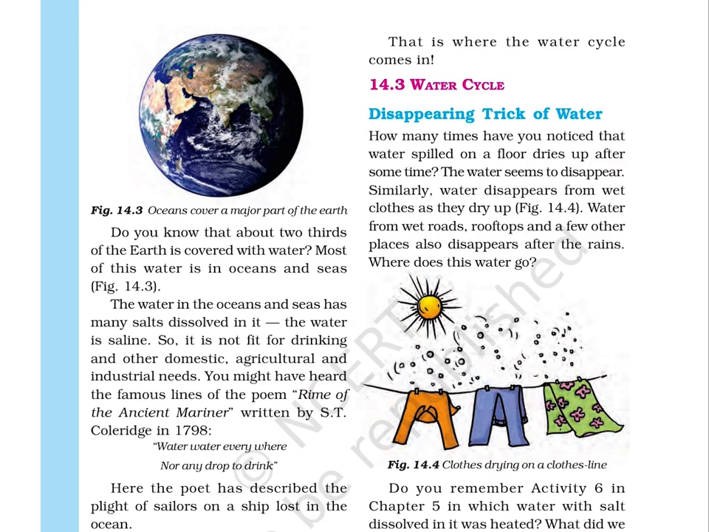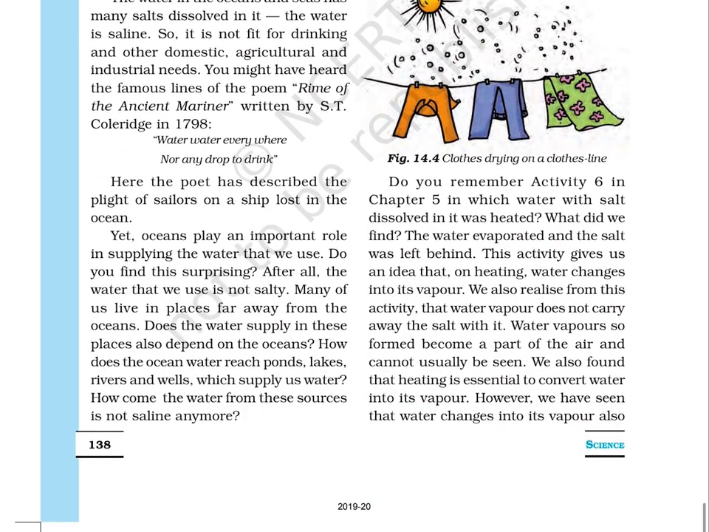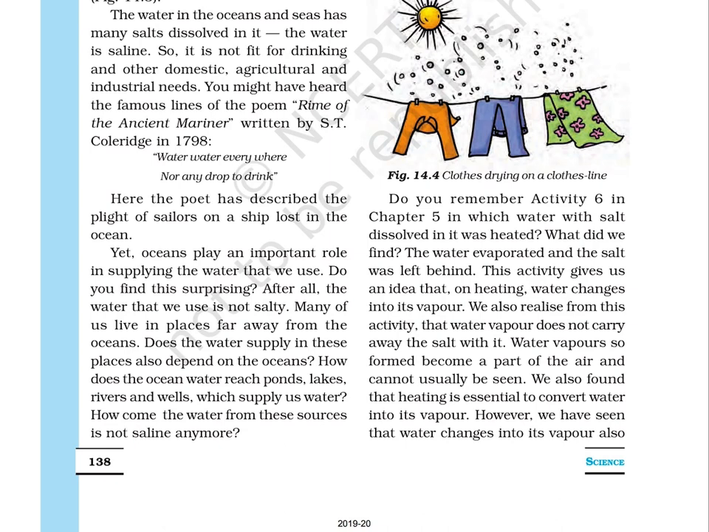Do you remember activity 6 in chapter 5, in which water with salt dissolved in it was heated? What did we find? The water evaporated and the salt was left behind. This activity gives us an idea that on heating, water changes into its vapor. We also realize from this activity that water vapor does not carry away the salt with it. Water vapors, so formed, become a part of the air and cannot usually be seen. We also found that heating is essential to convert water into its vapor.